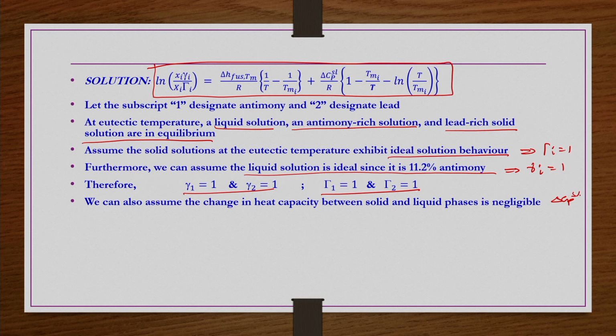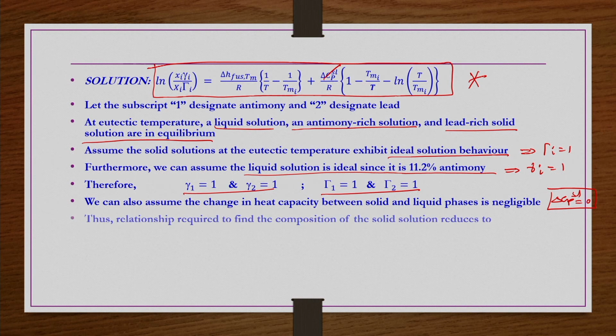Delta CpSL is equal to 0, because no information is given. So we have to assume there is no option. So that second term in the RHS is gone in this equation. This relationship required to find the composition of the solid solution reduces to this form.